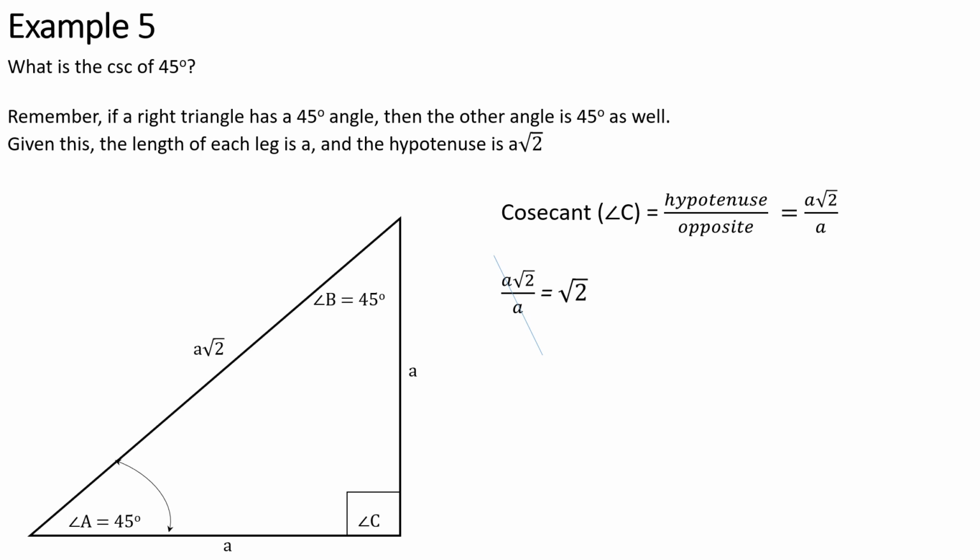Well, let's take a look at this here. My cosecant is hypotenuse over opposite. If it's A root 2 for the hypotenuse, which is right here, and one of the legs is A, it really doesn't matter which because they're both the same. A root 2 over A, the A's cancel out, and I'm left with the square root of 2. So the ratio basically is 1 to 1 to the square root of 2.